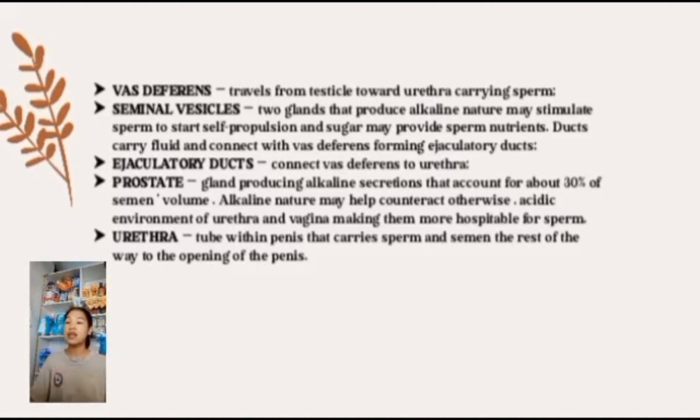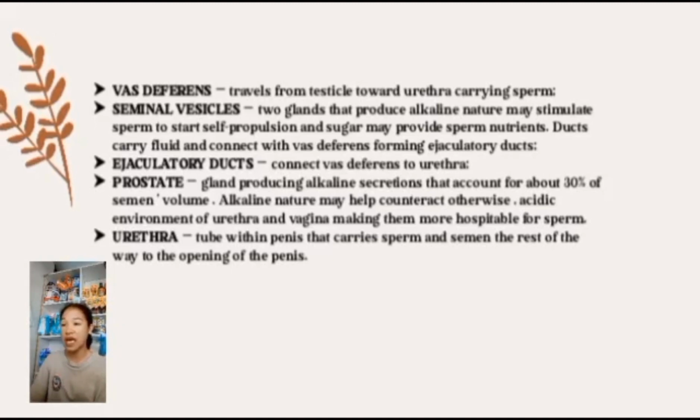producing alkaline secretions that account for about 30% of semen volume. Alkaline nature may be help counteract otherwise I'll say the acidic environment of uterine vagina, making them more hospitable for sperm.